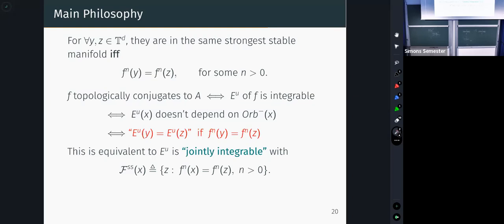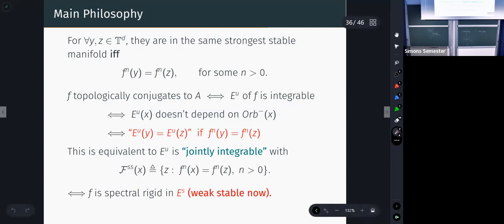So when I do this, I was thinking, okay, it is some kind of joint integrability. Right now your unstable is jointly integrable with your strongest stable manifolds. And so what? Just like we said for Anosov diffeomorphisms, we will have some spectrum rigidity in the weak stable. And what is the weak stable now? It's just your stable one, that's your weak stable. So that's the main philosophy for these things. Okay, that's the main philosophy.